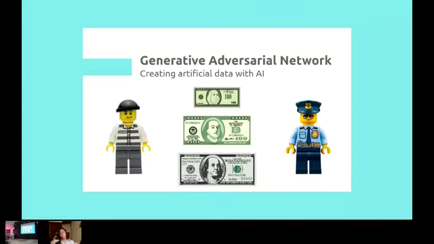So over time, when both are getting better and better in their responsibilities, what will happen is that the generated data will be so realistic, so similar to the real ones, that the policeman is unable to detect which dollars are real and which ones are generated.